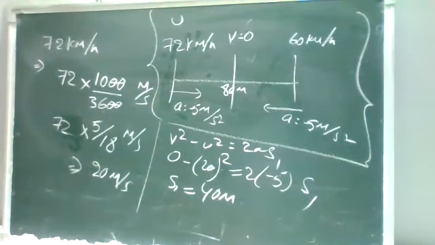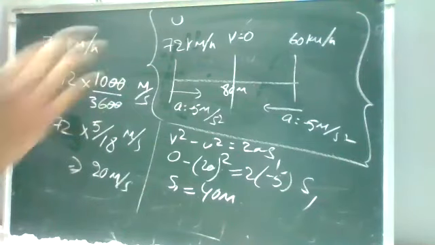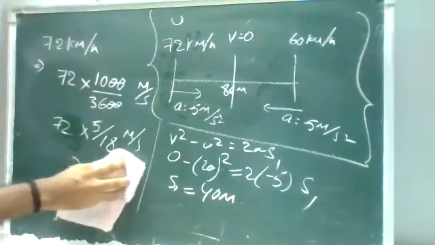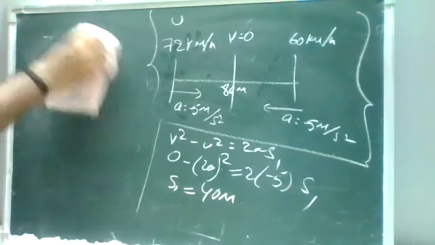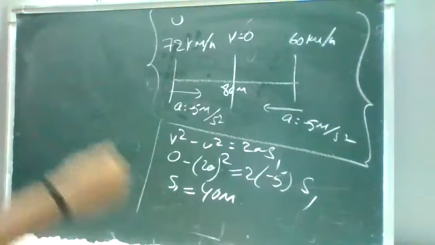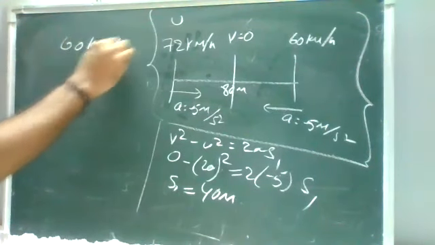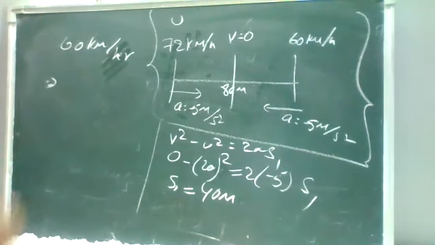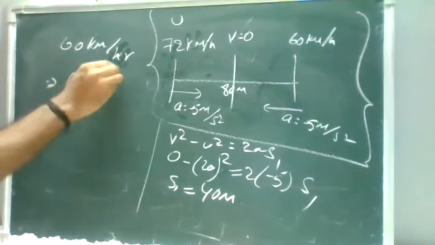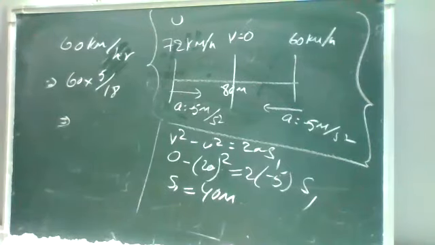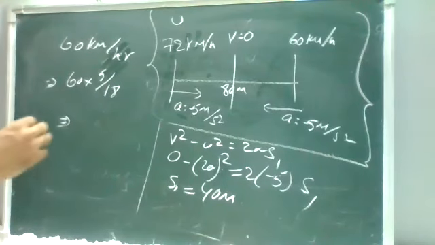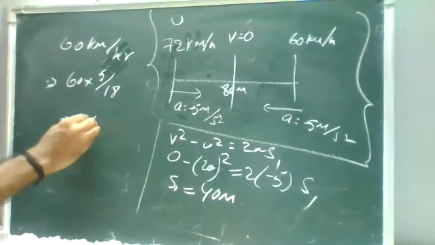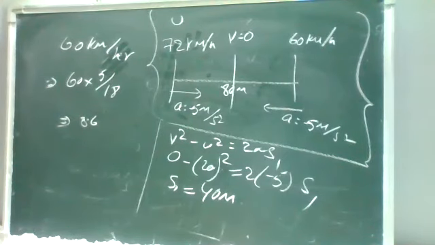We are going to do the same for S2. Here the initial velocity is 60 kilometers per hour. I'm going to convert it into meter per second. What is the value of 60 kilometers per hour in meter per second? Just multiply by 5 by 18. Final velocity V is equal to 0, and acceleration is minus 5.